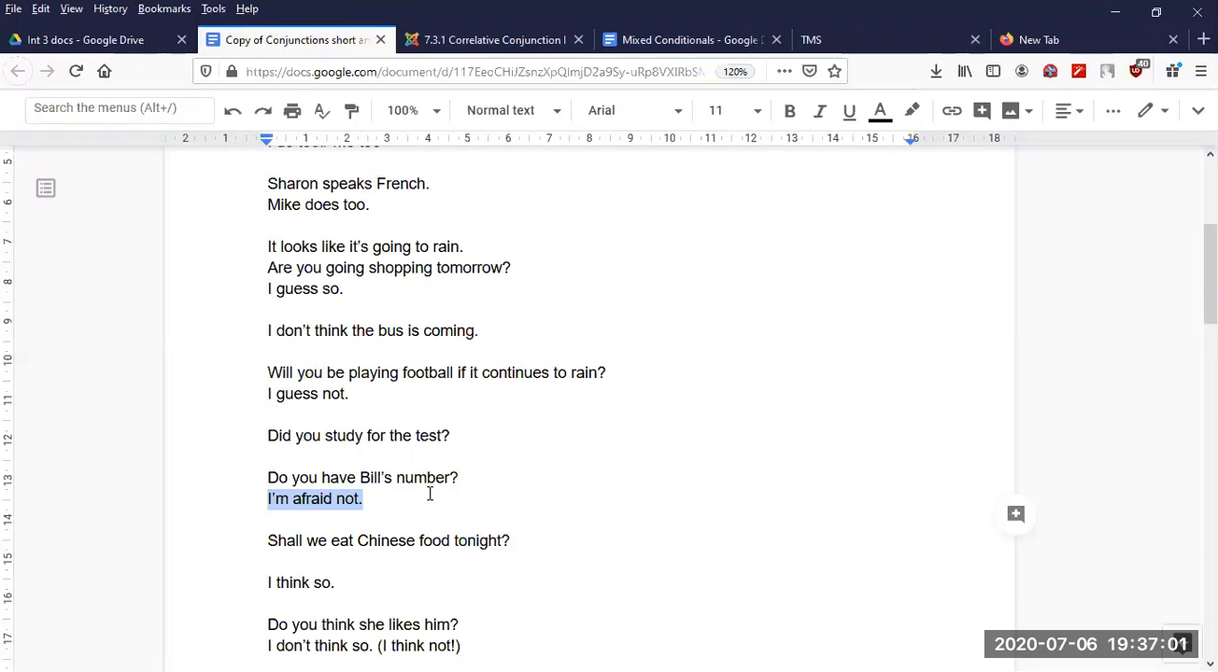So do you have Bill's number? I'm afraid not. It's like saying, I'm sorry, I don't. Another way this afraid is used is when we give bad news. So I'm afraid the hotel will remain shut for the next 3 weeks. I'm afraid your uncle has passed away. Okay, so it's when we give bad news or news that we don't think the other person will like.